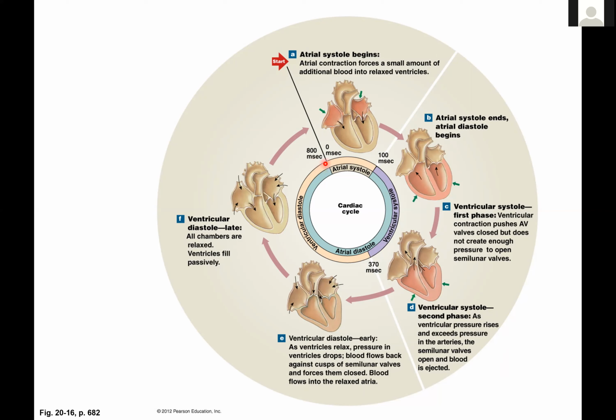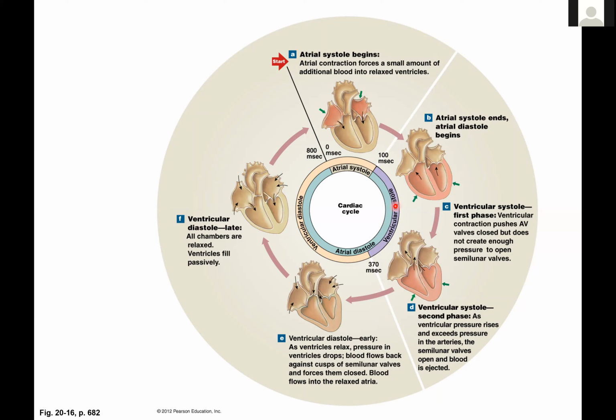At time 0, we get depolarization of the SA node, and then that's followed by depolarization of the rest of the atrial myocardium, which is followed very, very shortly thereafter by contraction. That's when atrial systole begins. Once that 100 millisecond delay has passed, we get atrial systole ending because atrial diastole is beginning. So the myocardium is beginning to relax. It's not depolarizing, and so it's going to have negative pressure, and that's actually going to help draw blood into the atria via the veins.